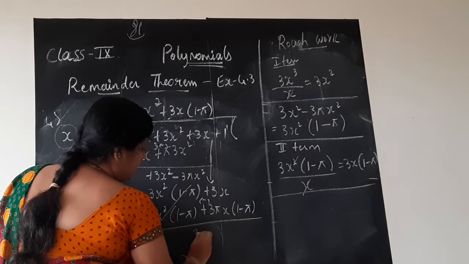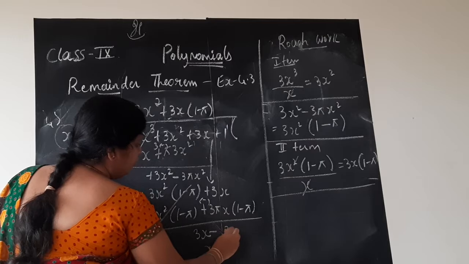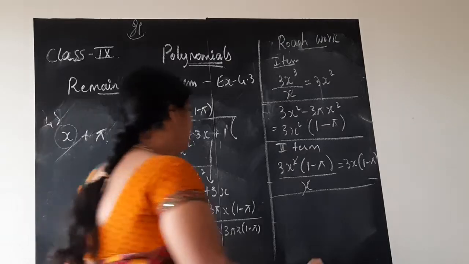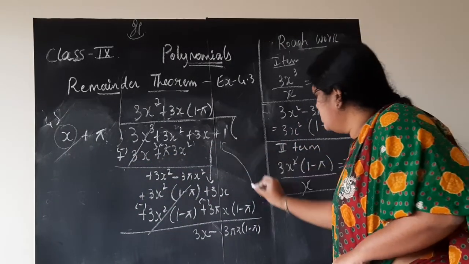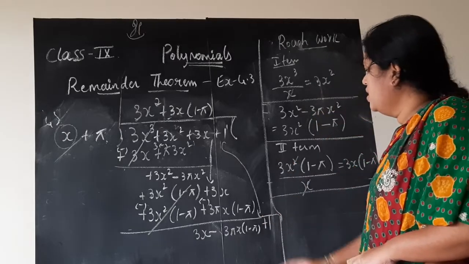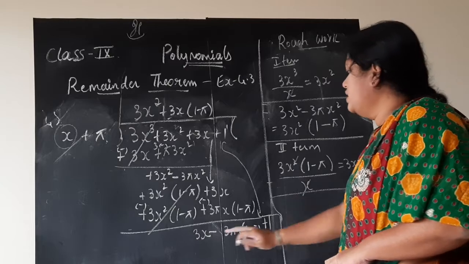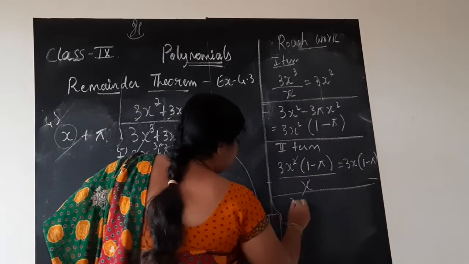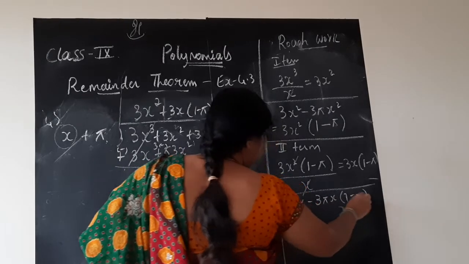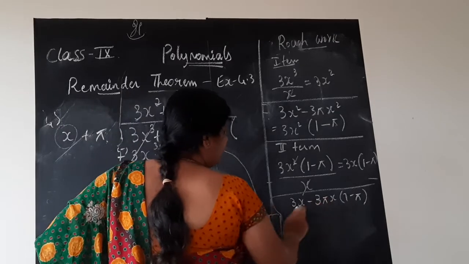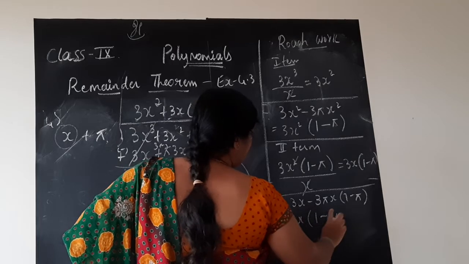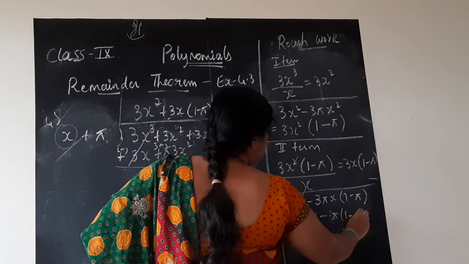Now what do we have? Plus 3x, and minus 3 pi x into 1 minus pi. Whatever comes, don't worry. Bring down the last term, that is plus 1. Now let me write these terms here as 3x minus 3 pi x into 1 minus pi. What do I have common? 3x is common, so 3x into 1 minus pi into 1 minus pi.